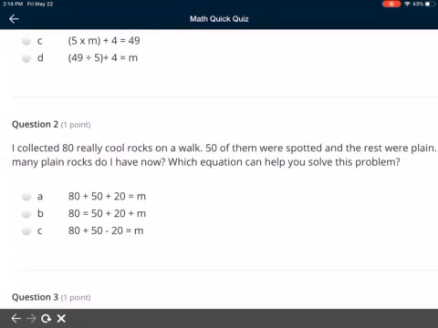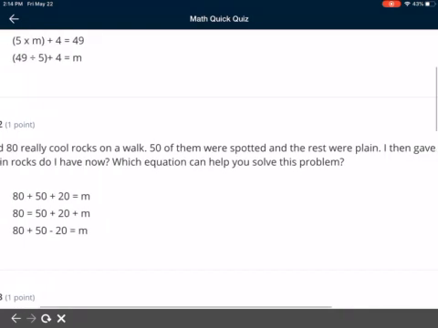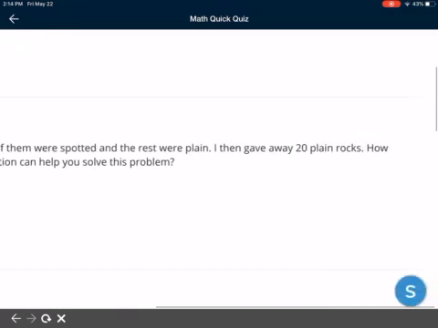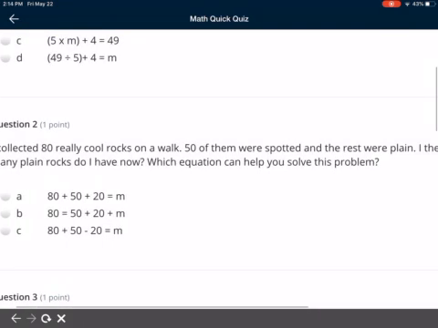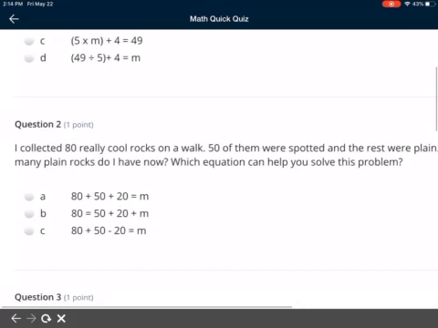Number 2, I collected 80 really cool rocks on a walk. 50 of them were spotted, the rest were plain. I then gave away 20 plain rocks. How many plain rocks do I have now? Which equation can help you solve this problem?